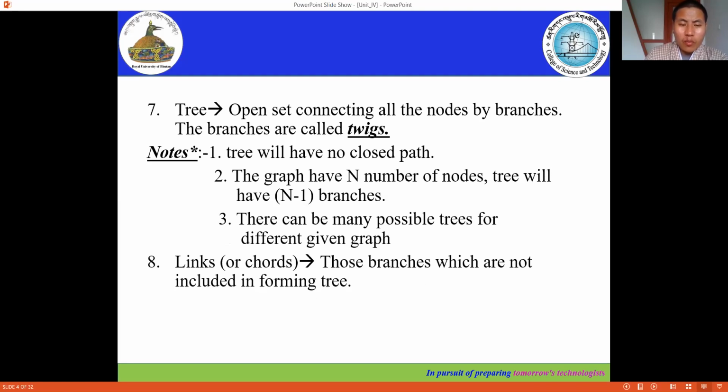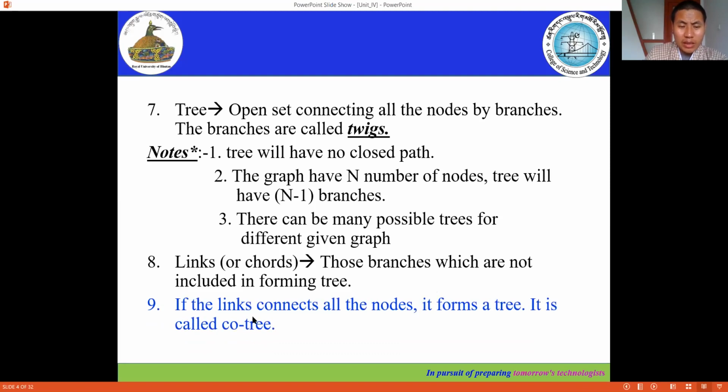Now from the graph, while forming the tree, you will leave out some of the branches. Now those left out branches are called the links or the chords. Now when I explain through these sentences, it's quite difficult to understand. You will understand with the examples that we are going to solve.